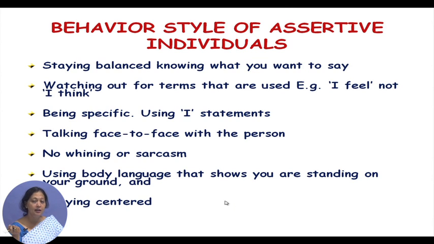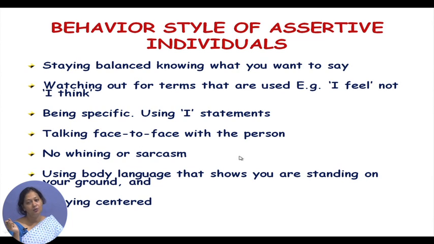Unlike aggressive individuals who use a lot of you statements, the assertive individuals use a lot of I statements. Passive individuals also use a lot of I statements, but their statements are more like I apologize, I sincerely hope, I really feel sorry. But assertive individuals use I statements that are very specific.